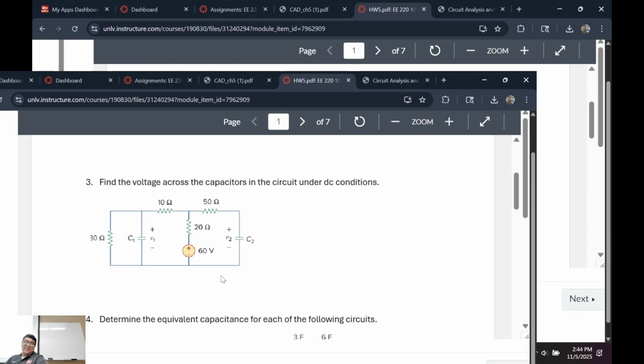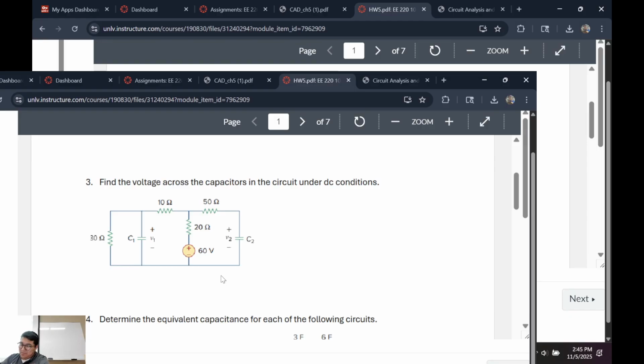So we have to find the voltage across the capacitors in the circuit under DC conditions. Okay. You'll realize why I chuckle. Don't worry, you guys will get there too. AC circuits? Yeah. You'll see how fun it is. The reason why I chuckle is it's pretty, not elementary. You have to know what's going on.